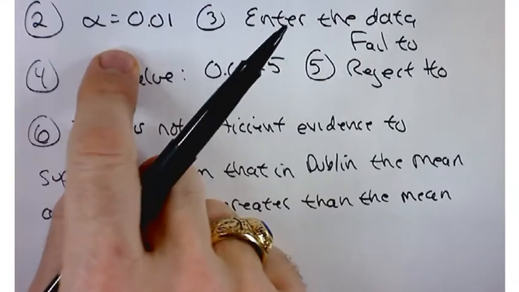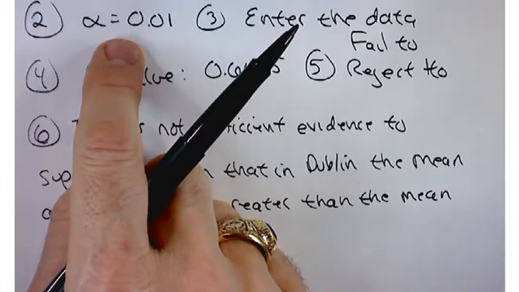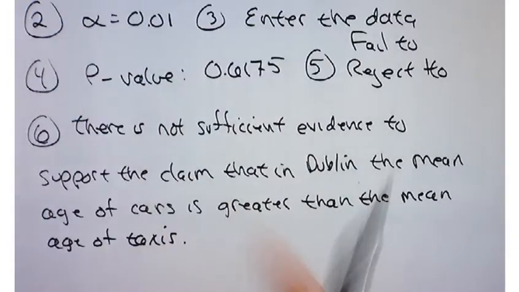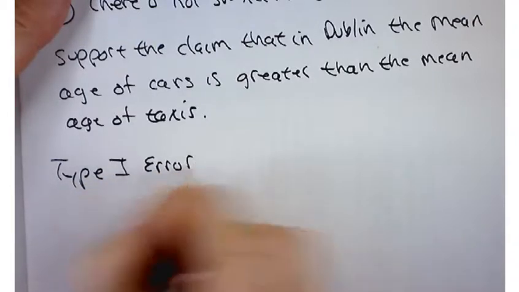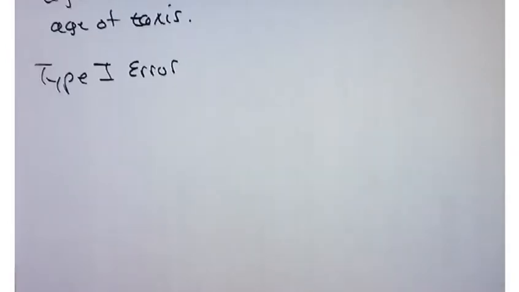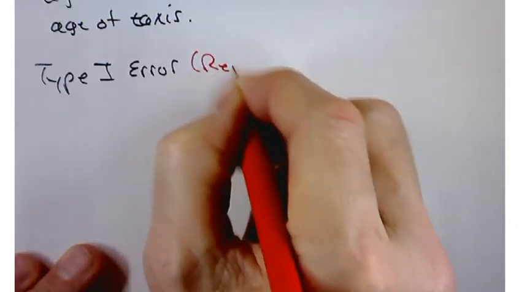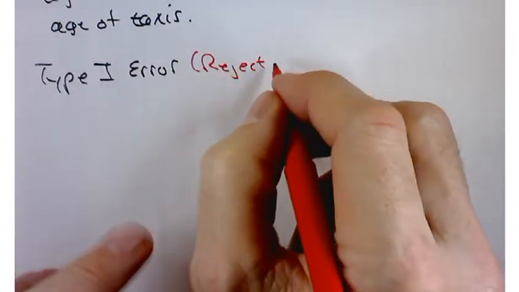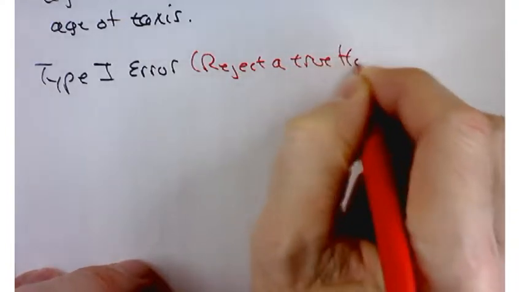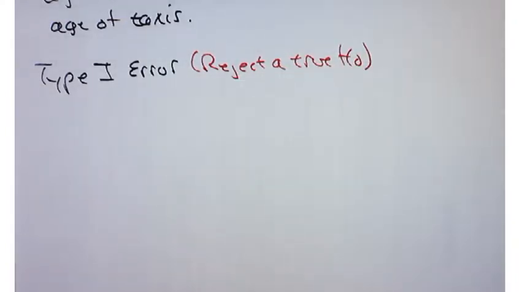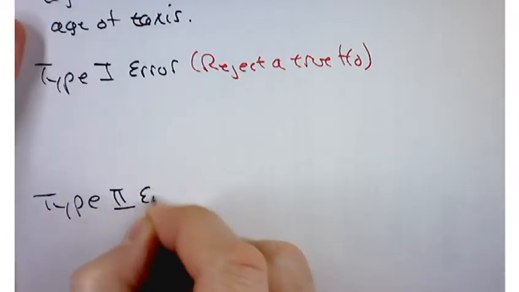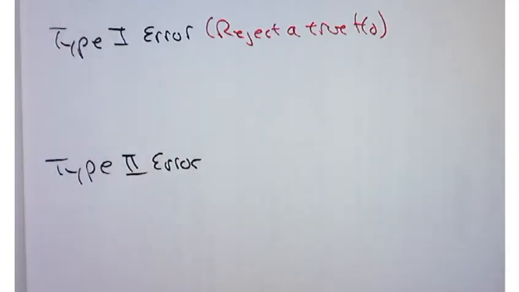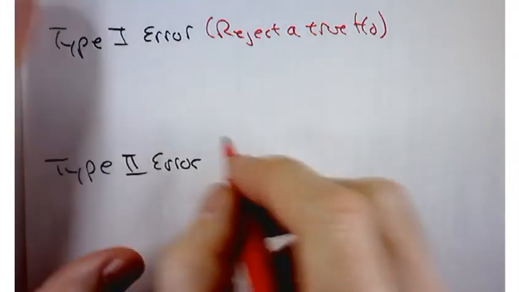Now alpha, let me remind you, is the possibility of a type 1 error. What happens in a type 1 error? Yeah. H naught is true, but you reject it. So a type 1 error is to reject H naught when it's true. So reject a true H naught. What about a type 2 error? Yeah, fail to reject H naught when it is false.